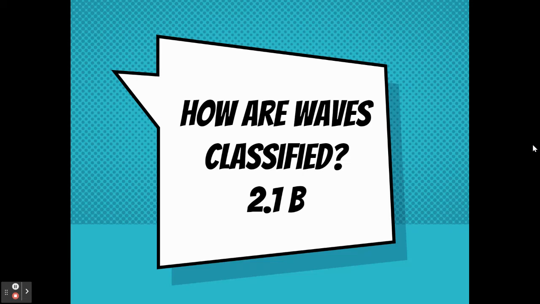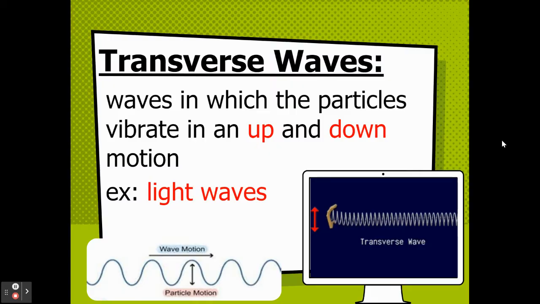Continuing with your 2.1 notes, we're on 2.1b, how are waves classified? So transverse waves. These are waves in which the particles vibrate in an up and down motion. For example, light waves are an example of transverse waves. You can see in this video here that it's moving up and down. It creates like an S shape.